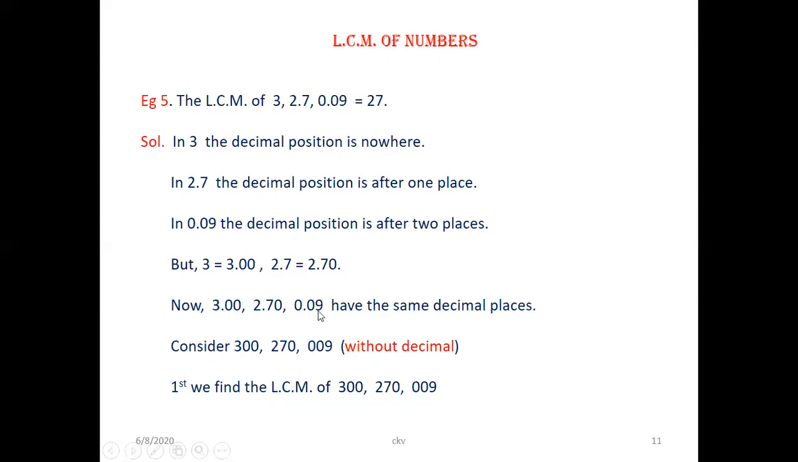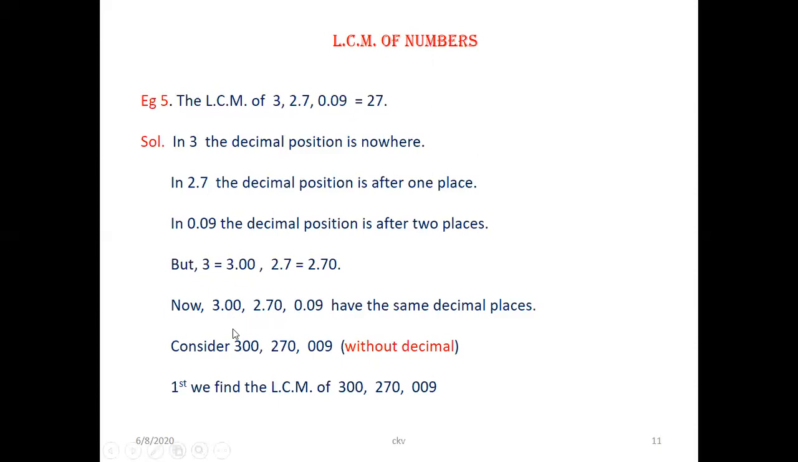Now in 3.00, 2.70, 0.09, the decimal position is the same, after 2 places. Now remember, 3.00 or 3 both mean the same, and 2.70 or 2.7 both mean the same. So as a first step, all these 3 numbers have the decimal position at the same place. So that is the first step.